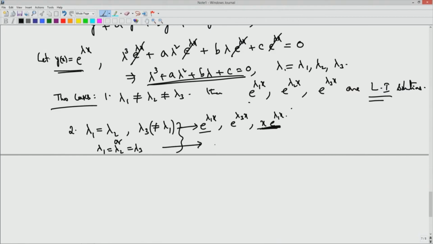So, in this case what happens? e power lambda 1x, and now you can verify x into e power lambda 1x is also a solution. x square into e power lambda 1x is also a solution because the roots are the same, the polynomial will be lambda minus lambda 1 whole cube equal to 0. Okay, the polynomial is this. So, if you differentiate with respect to lambda and put lambda equal to lambda 1, it is also 0, and if you differentiate twice and put lambda equal to lambda 1, that is also 0.